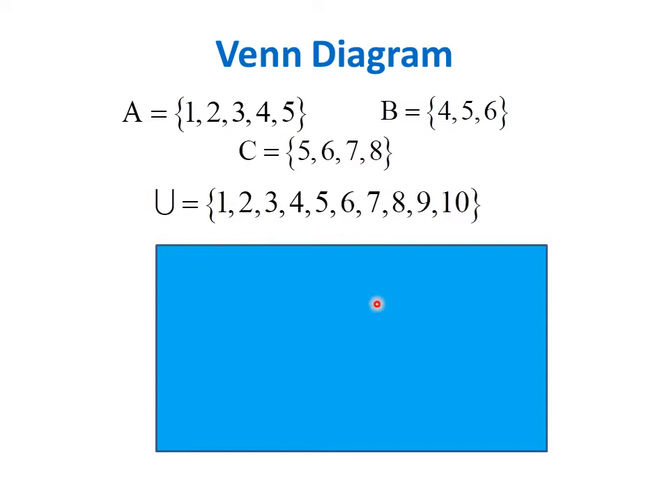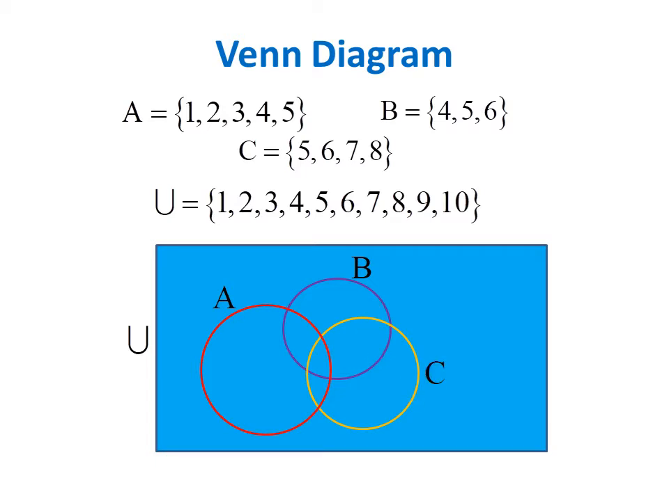First, we draw a large rectangle that is to represent the universal set. Next, we draw a red circle to represent set A. Then we draw a purple circle to represent set B. Next, we draw a yellow circle to represent set C. Now, the simplest technique in populating the Venn diagram with the elements is to first consider the common element or elements of the three sets.